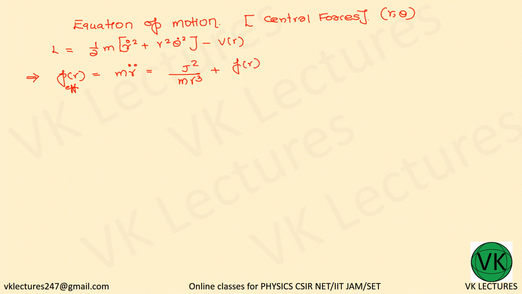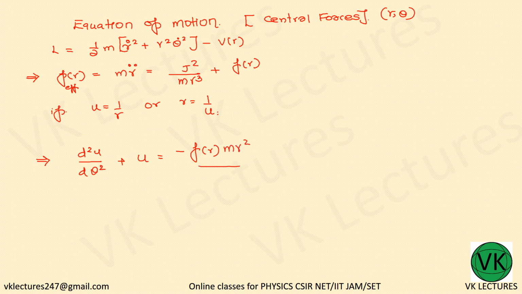This is the force. Now if we substitute u equal to 1 by r, or r is equal to 1 by u, we would get the equation of motion as d square u by d theta squared plus u equal to minus F of r times m r squared by j square. So this is the equation of motion.